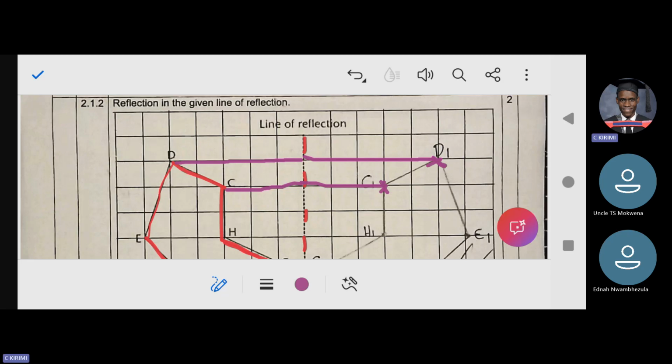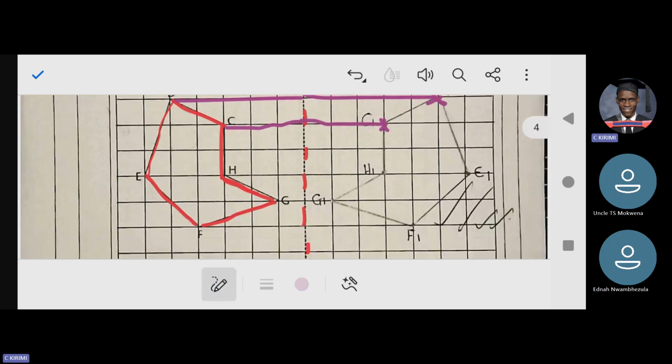Are you seeing it? You always count from the line of reflection going to that image. So you are counting from this line of reflection. That is your 0 point. Then going to the left, that's 1, 2, 3. Then you also go to the right, count 1, 2, 3. You mark that point. You go to G: 1 unit to the left, then 1 unit to the right. You mark that.